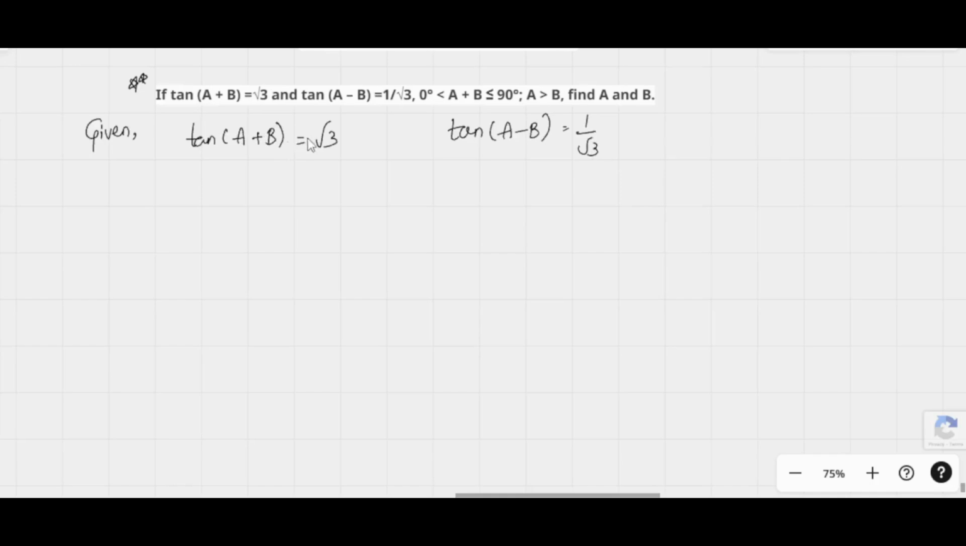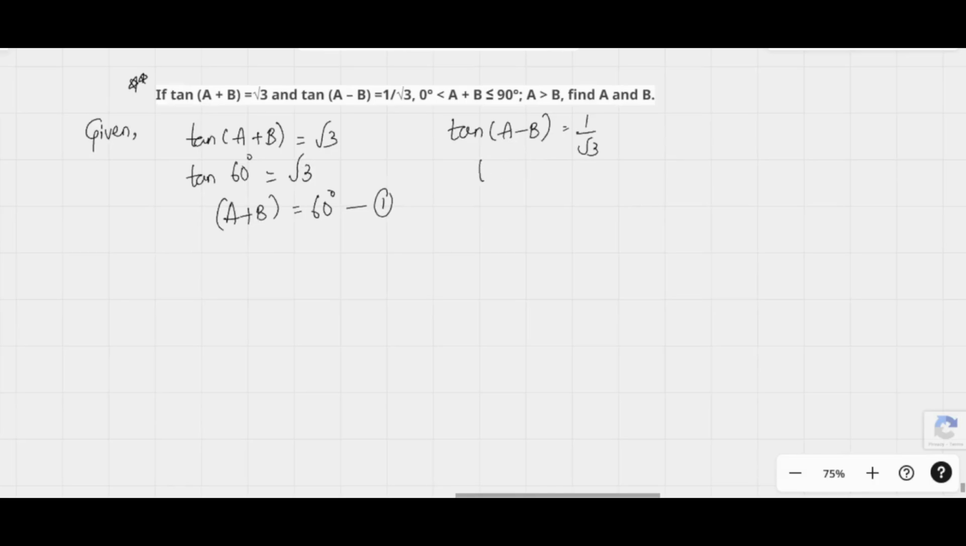So tan of a plus b equals root 3. Whenever you see this root 3, you have to go to your angles table. When root 3 comes in tan, for which angle do you get root 3? It is tan 60. We know that tan 60 degrees is equal to root 3. So a plus b must be 60 degrees, then only the value will be root 3. So I am equating a plus b equal to 60 because tan 60 is equal to root 3. This is my first equation.